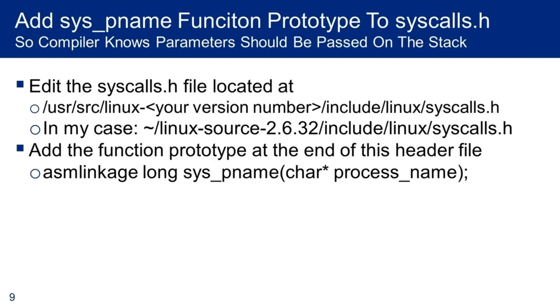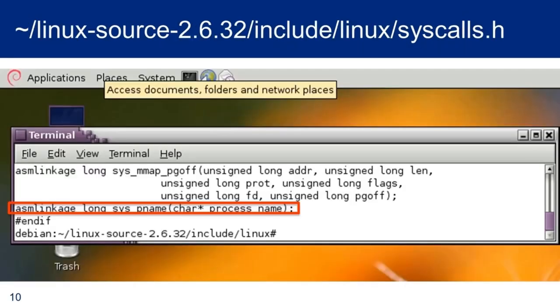The third task is to add the name for our syscall prototype to the syscalls.h file. Fortunately, my syscalls.h was in the same location as 3.16.36, so the change was easy. Just add the prototype from the pname source to the header file. This basically tells the compiler how this system call passes parameters. And here's a screenshot of my syscalls.h file with the prototype name for the new system call.